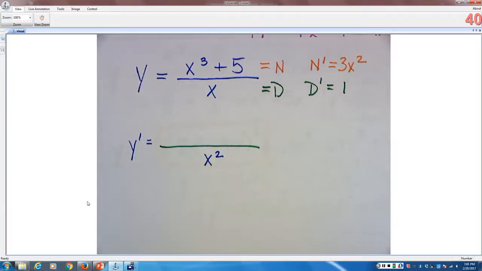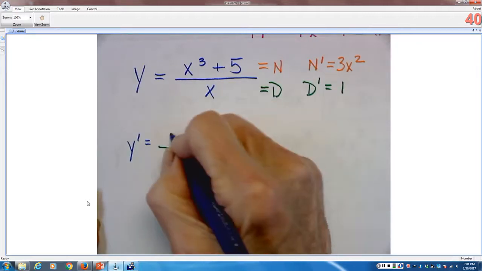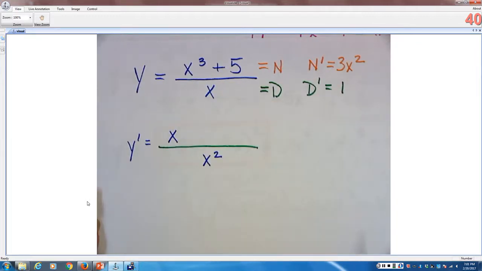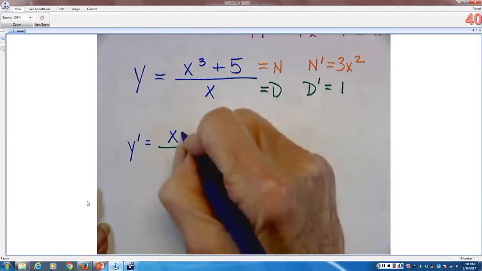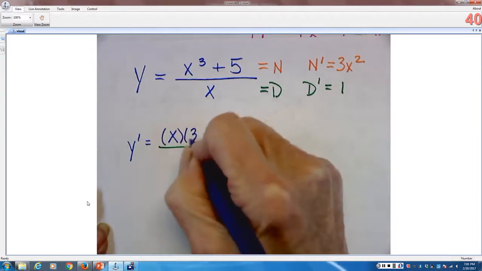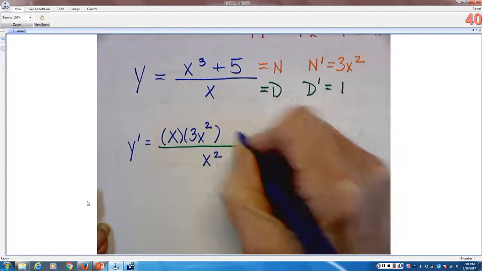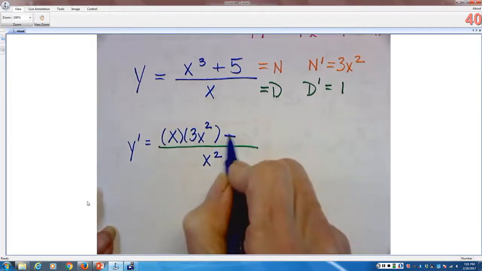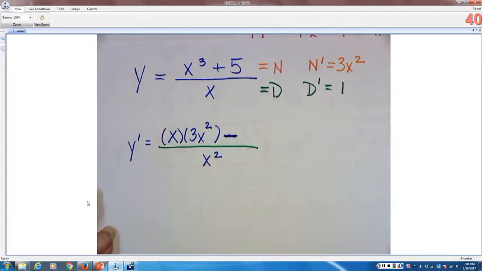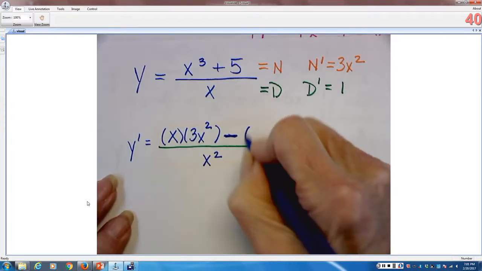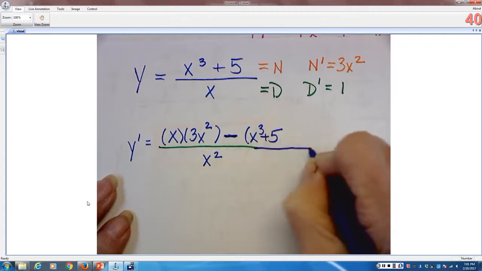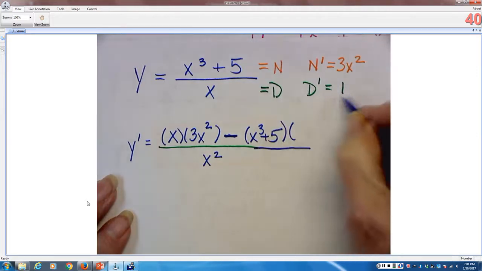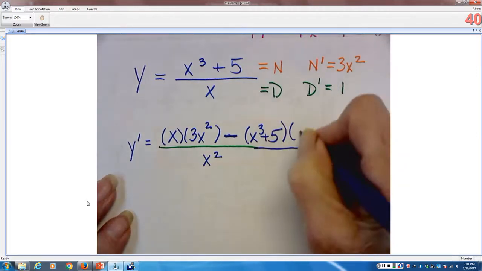And then I go back and I take my denominator, which is x, and I multiply it times the derivative of the numerator, which is 3x squared. And remember that I'm subtracting. Product rule is add, but quotient rule is subtract. And I'm going to take the numerator and multiply it by the derivative of the denominator, which is just 1.